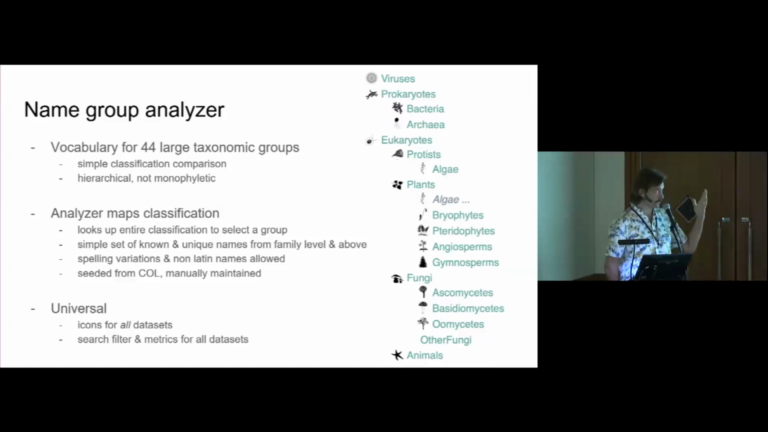A nice thing is also, because it's analyzing the whole list in the classification, even if you miss one or two of those names in the classification, it still might figure out where it is based on the tree. It's also very universal, so it applies to all datasets. You can use it as a search filter in checklist bank now. And we can provide even those tiny icons so that people have some idea of what group they're dealing with.